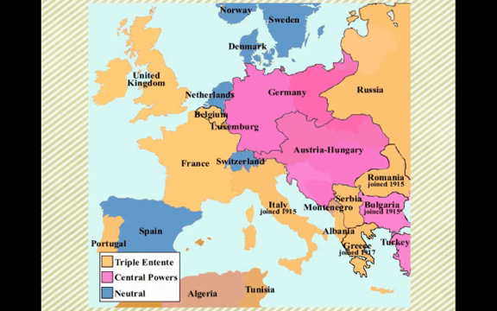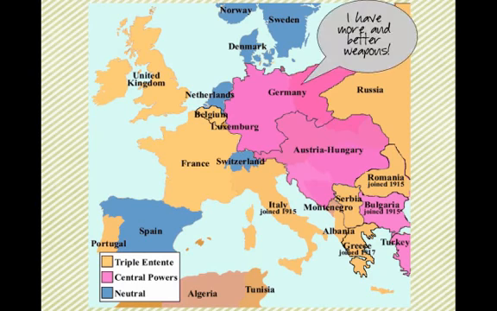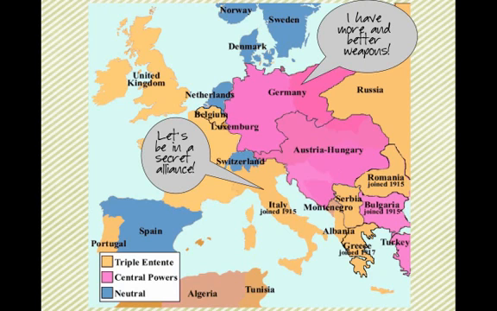Let's go back to the map of Europe that we were looking at before. You can see the different colors show you the different powers. Now, look at how close these countries are together. Let's review the mentalities and how this could have led to war. So with militarism, a country saying, I have more and better weapons than you. One country saying to another country, hey, let's be in a secret alliance and help each other out. And all of these countries have alliances.